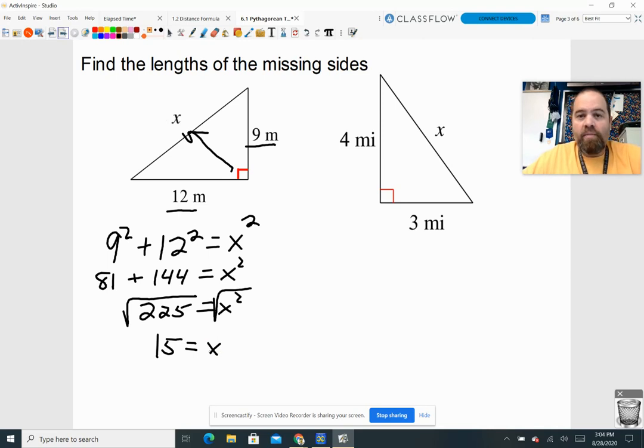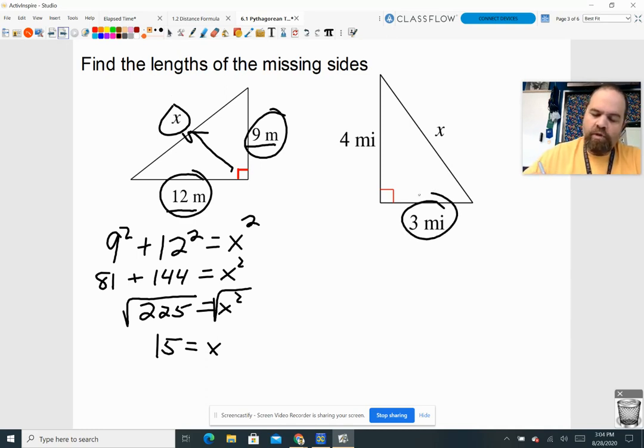Use a little bit of common sense on these. If you get to 225 and you stop, that doesn't track with your other numbers that you've got here. There's no way this side is 9, this side's 12, and then this one's going to be 225. That doesn't make sense.